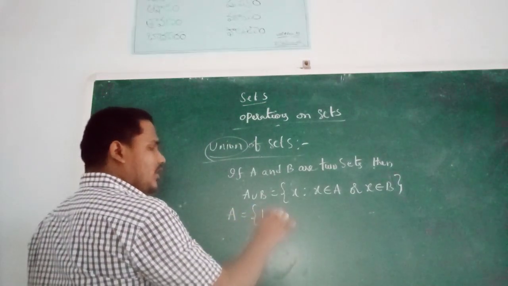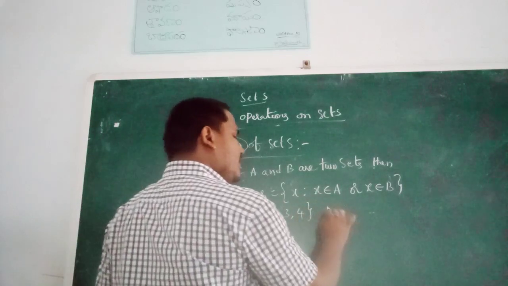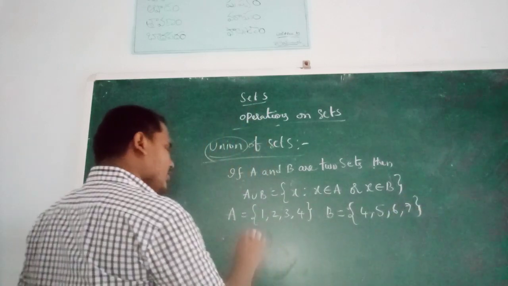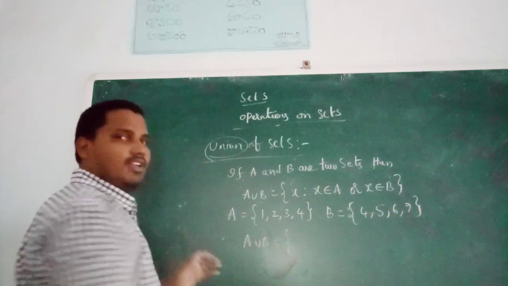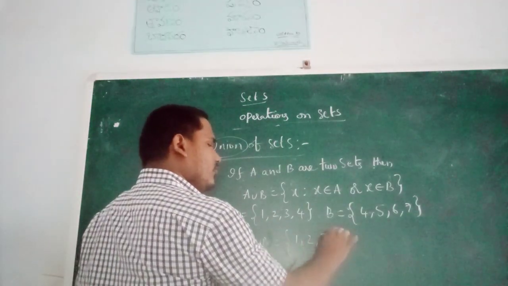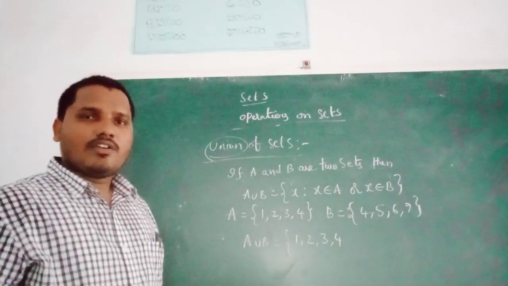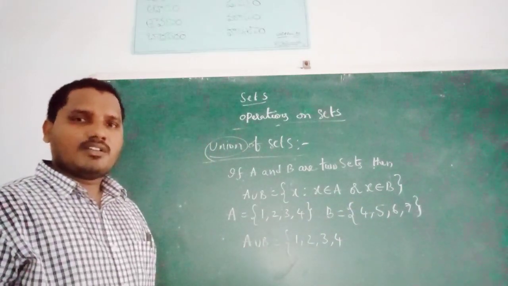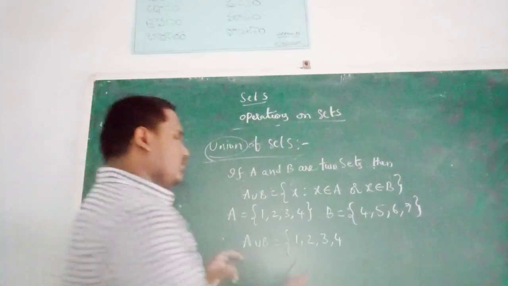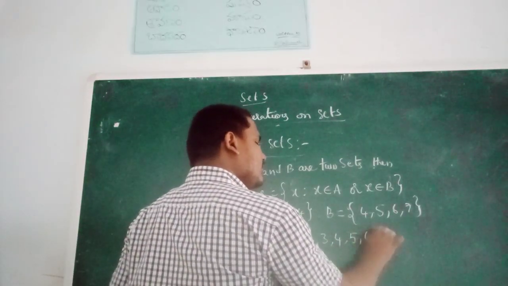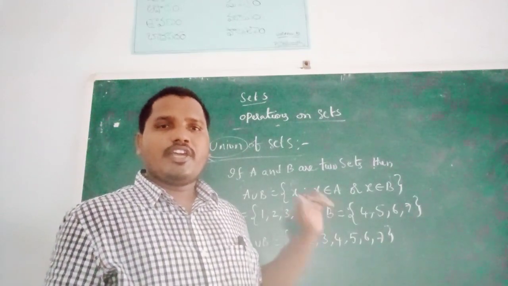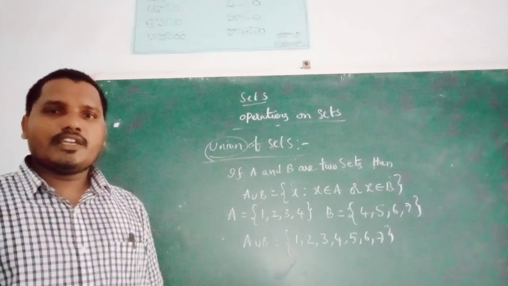Suppose A is equal to 1, 2, 3, 4 and B is equal to 4, 5, 6, 7. What is A union B? The combination of A and B: 1, 2, 3, 4, and 4 is repeated. If any number is repeated, we can't mention it a second time, only one time we mention. So 1, 2, 3, 4, 5, 6, 7. This is A union B.